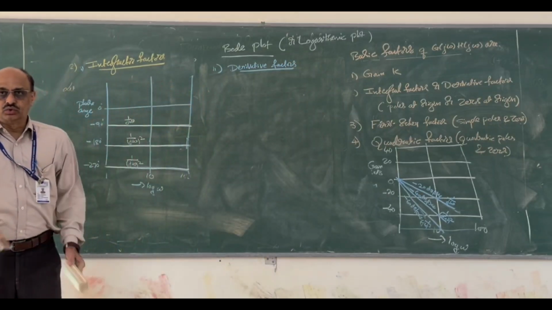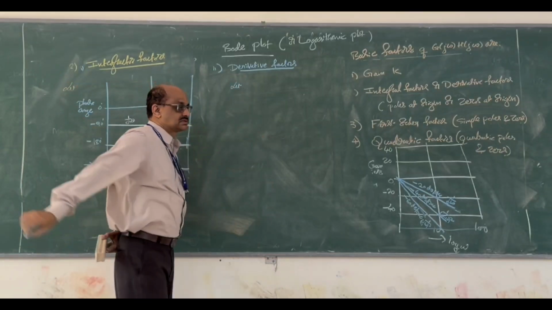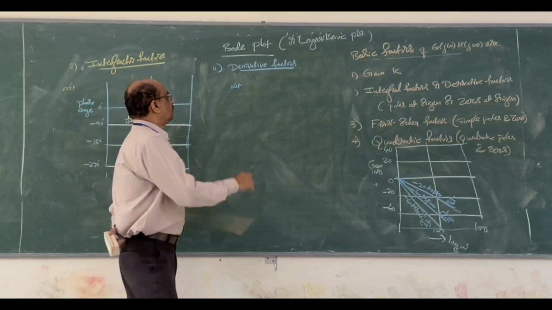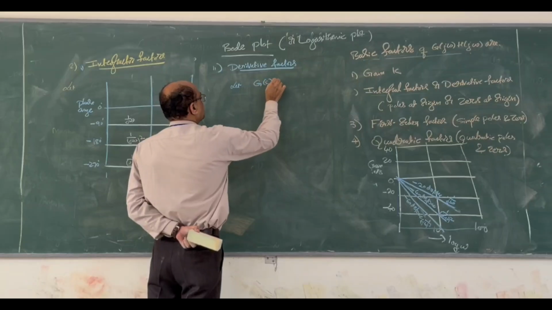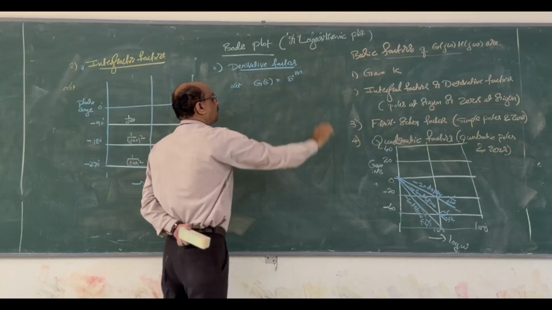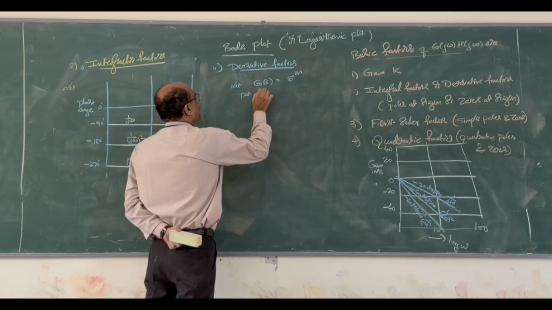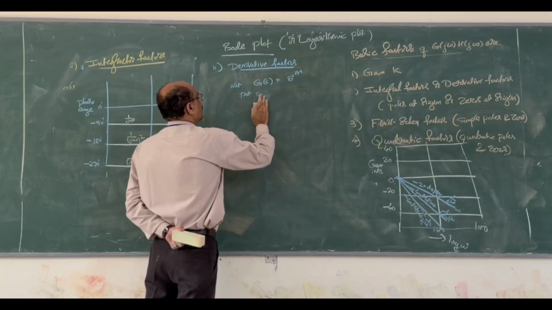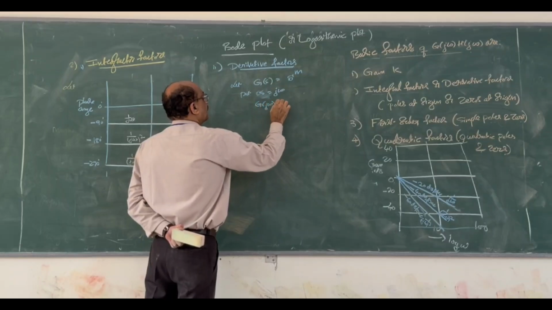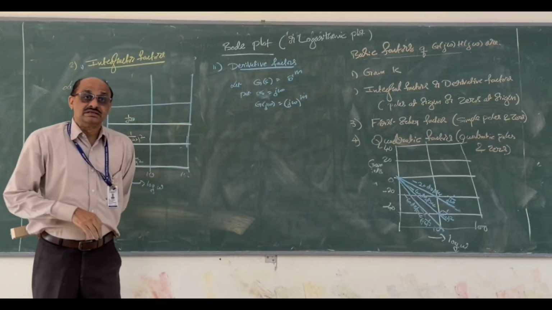Derivative factors. I will quickly do this. Derivative factor means zeros at the origin. That means G of s is in this form: G of s is equal to s to the power of, say, m. Again, put s equal to j omega. You will get G of j omega equal to (j omega) to the power of m. I'll assume m number of zeros are there.